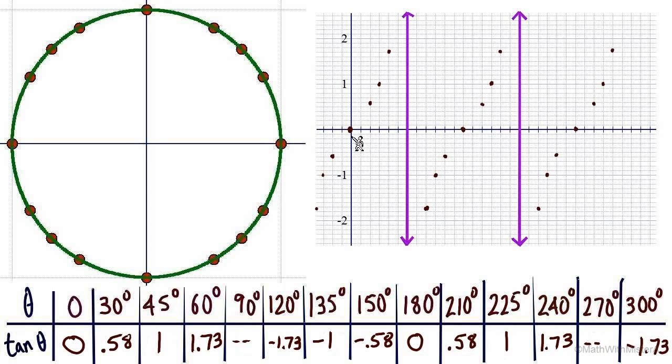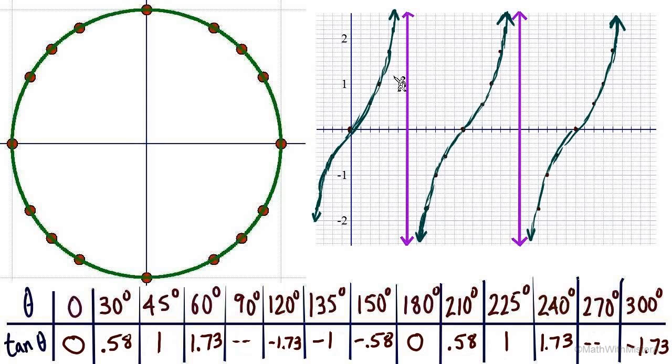I filled in the next ones here. I filled in a couple in the negative direction because tangent also can handle negative angle measures, and it can handle angle measures that are in excess of 360 degrees. That's why we get the repeating pattern. Let's connect all of these, try to keep it smooth, more or less.